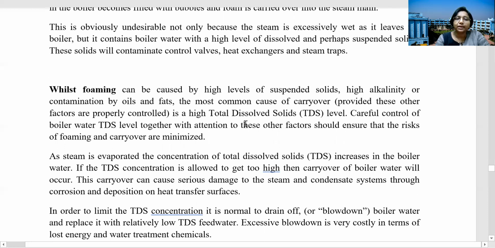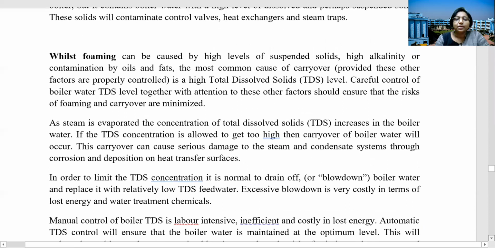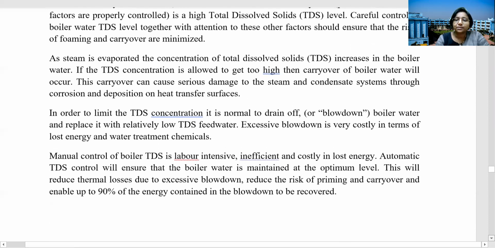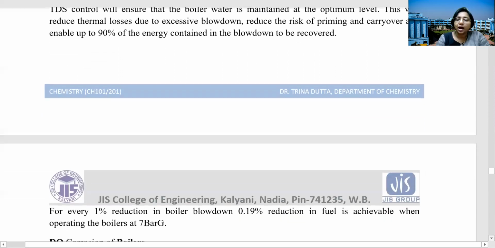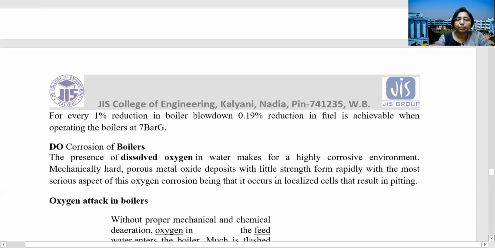Whilst foaming can be caused by high levels of suspended solids, high alkalinity, and contamination by oils and fats, the most common cause of carryover is a high total dissolved solids (TDS) level. So we have to take careful control of TDS. Before that, we have to measure the TDS value and remove the different impurities. In the total dissolved solids, like the chlorine content and the hardness, all these things we have to remove.